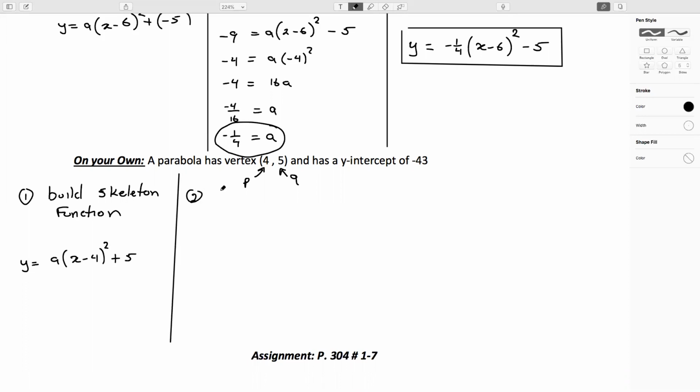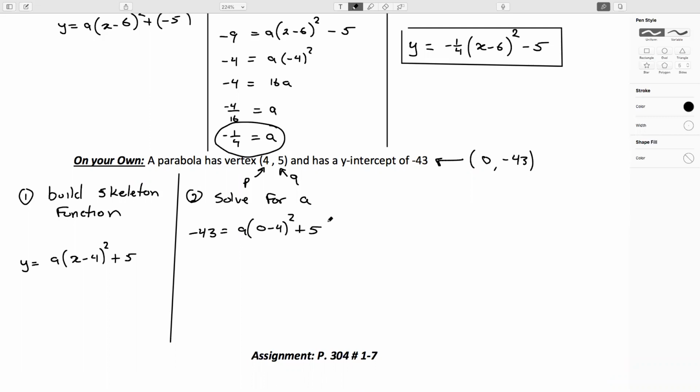Now that we've built the skeleton function, we're going to solve for a. So step 2, solve for a. We're going to use the fact that it has a y-intercept of minus 43. And I should probably write that out. That means it's got an x value of 0 because it's the y-intercept. It's got a y value of minus 43. So I can now plug 0 in for x and minus 43 in for y. I'll get minus 43 equals a times (0 minus 4) squared plus 5.